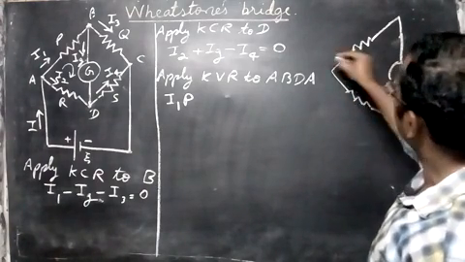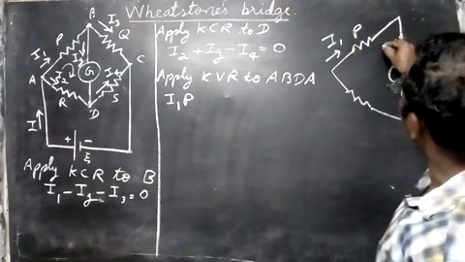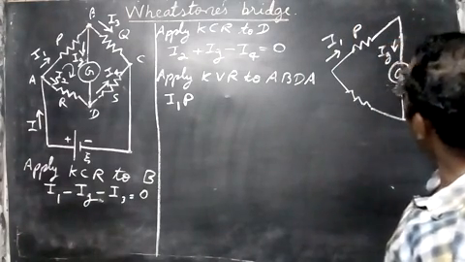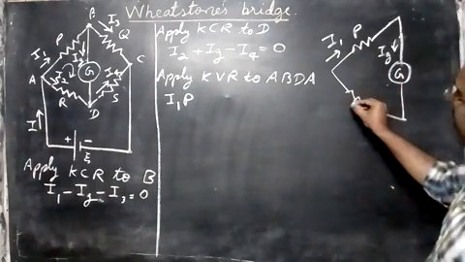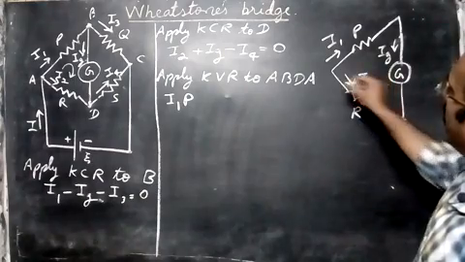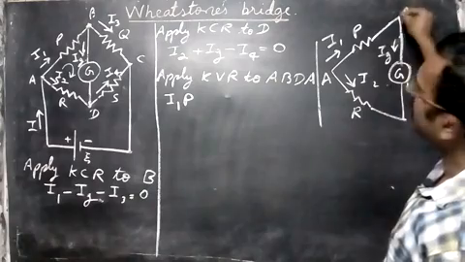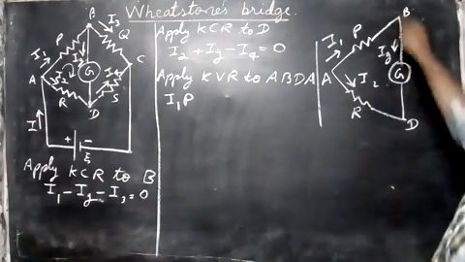Okay, so this will be the current I1. This is P. This will be the current IG, and this G means galvanometer resistance. This is the resistance R, and this current will be I2. I take the loop here: A, B, D, A.